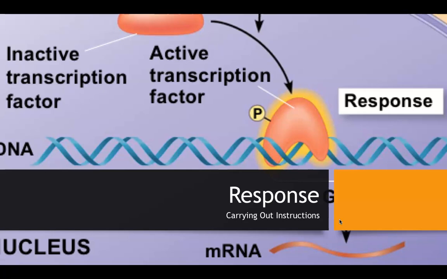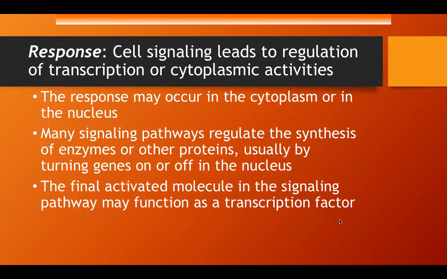And of course, we keep saying cellular response, and the response is simply carrying out the instructions. Response may occur in the cytoplasm or in the nucleus. And if it occurs in the nucleus, it can either turn genes on or off. An activated molecule in a signaling pathway can actually serve as a transcription factor. We saw that earlier with the hormone receptor complex with the intracellular receptors, but it doesn't have to be an intracellular receptor. Many signaling pathways are going to regulate the synthesis of enzymes or other proteins, and that's usually what we have in the cytoplasm.